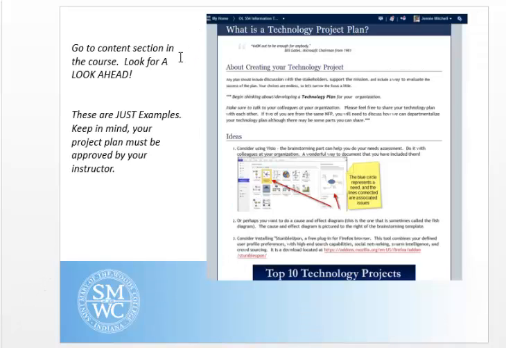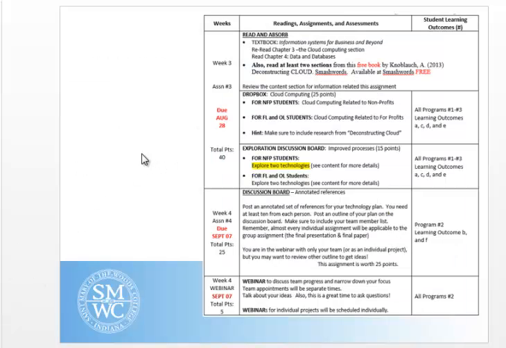Just to give you an idea, this is right out of the course overview. Under a look ahead, it talks about the technology project plan. There are examples in there from previous students. I'm going to be adding a few more of those as well from the group projects, so you can actually see what someone might have written as far as a technology project plan.